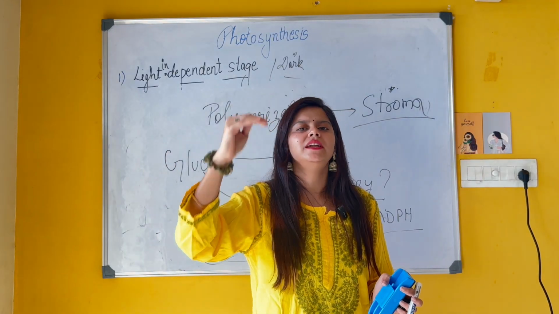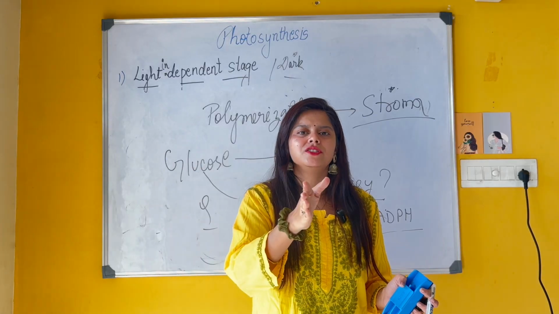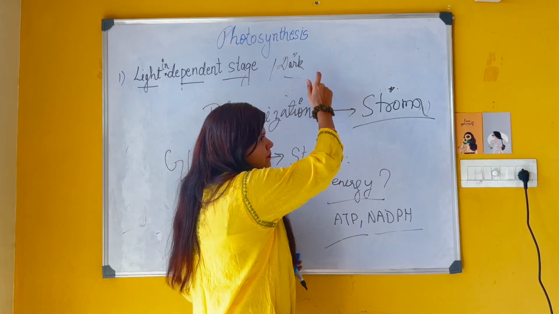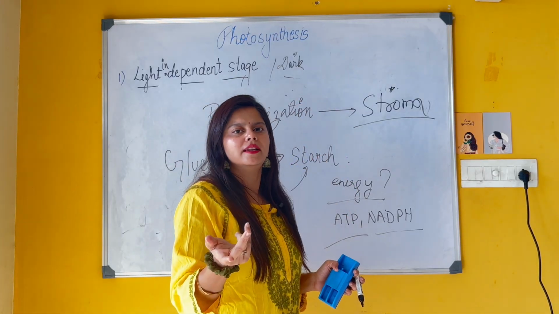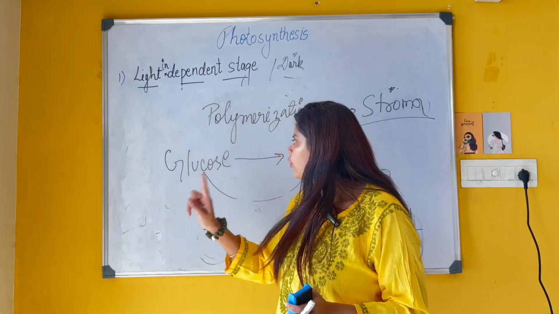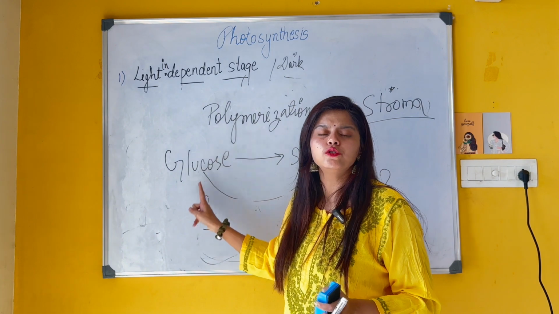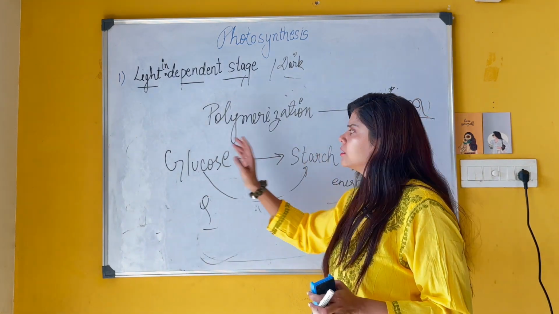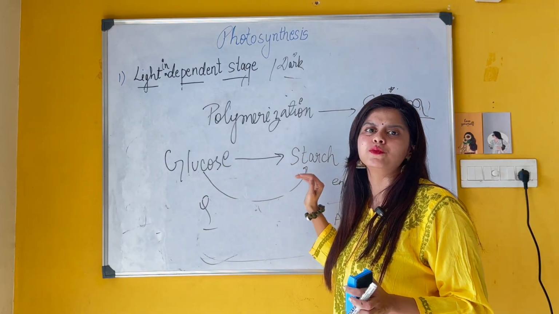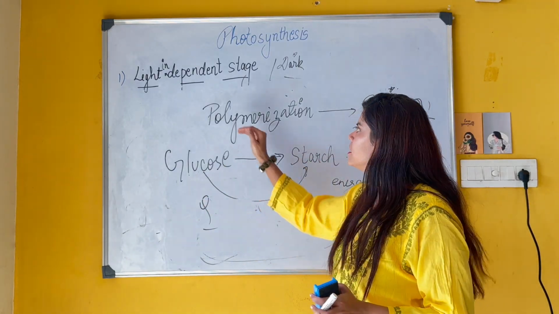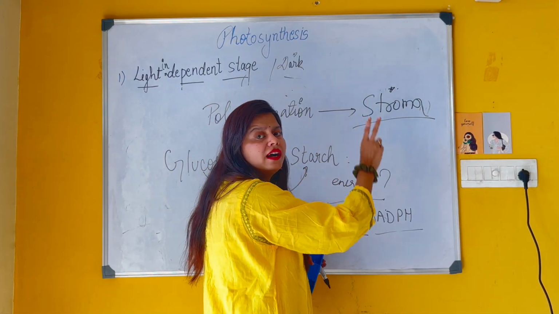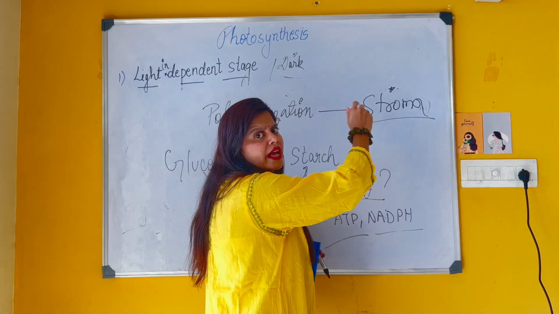So the light independent stage, as the name suggests, will not require sunlight. It is also called dark phase because it does not require sunlight. The only process which takes place in the dark phase is polymerization. The glucose made by photosynthesis will be stored in the form of starch. Simple small molecules get converted into complex large molecules. And what is the name of the process? Polymerization. Where is the location for polymerization? Stroma, the colorless ground matrix of the chloroplast.